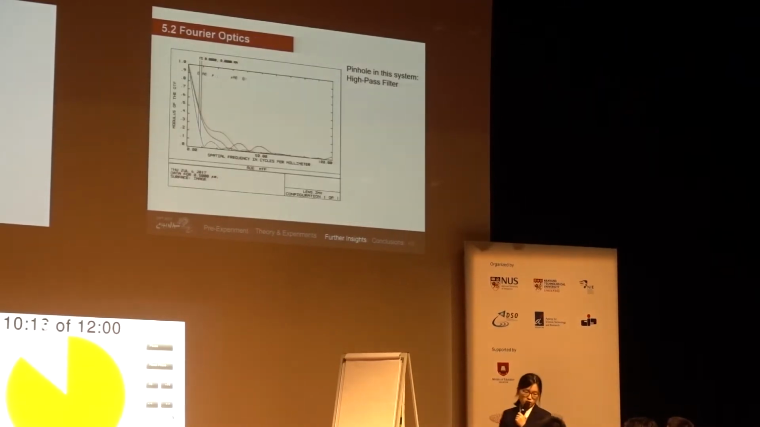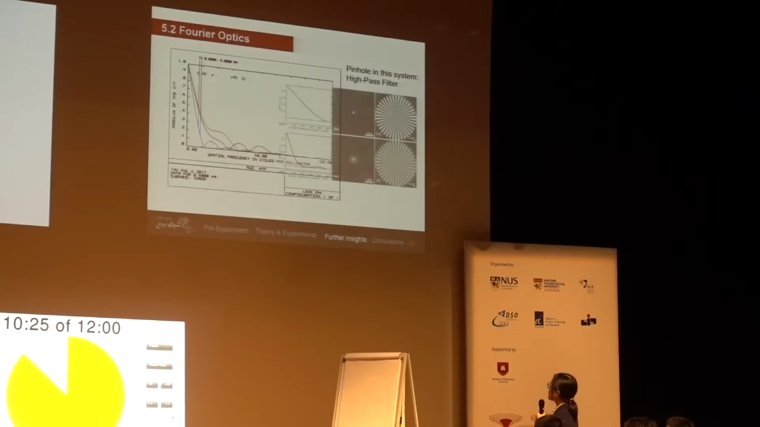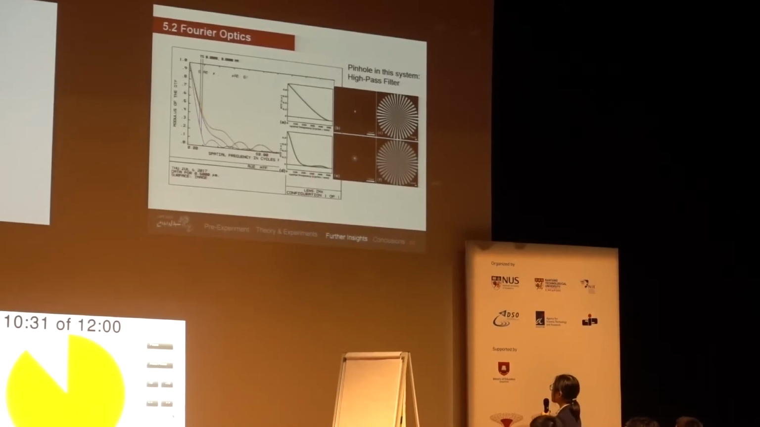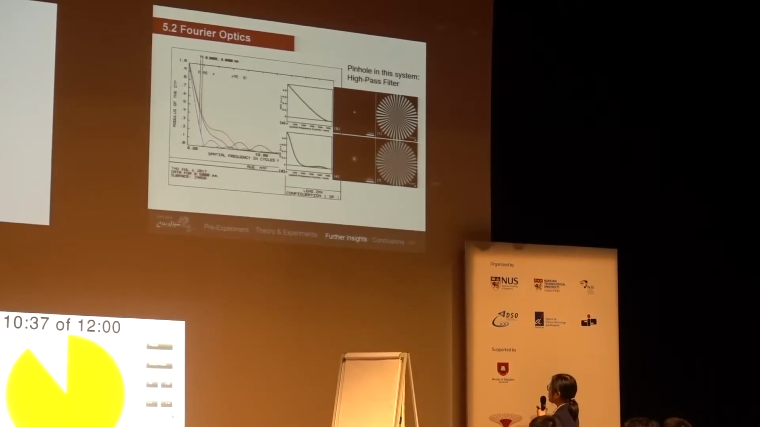And secondly, the modulation transfer function. The modulation transfer function is how the system reacts to a certain spatial frequency. If there is a high frequency portion, then the picture is clear. If the high frequency portion is lost, then the image is blurred. We can see that the blue line is without the pinhole, and when decreasing the pinhole diameter, the high frequency component is added into the system, and the image becomes clearer.